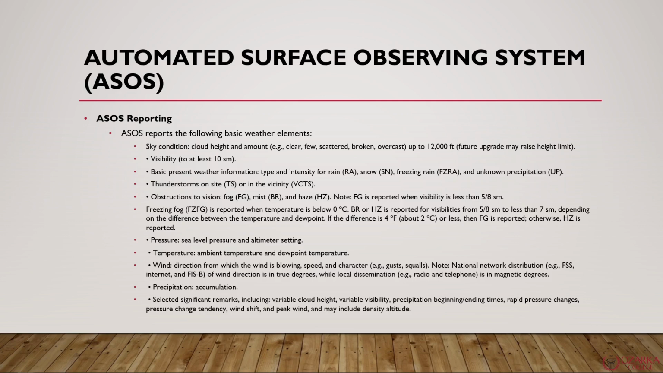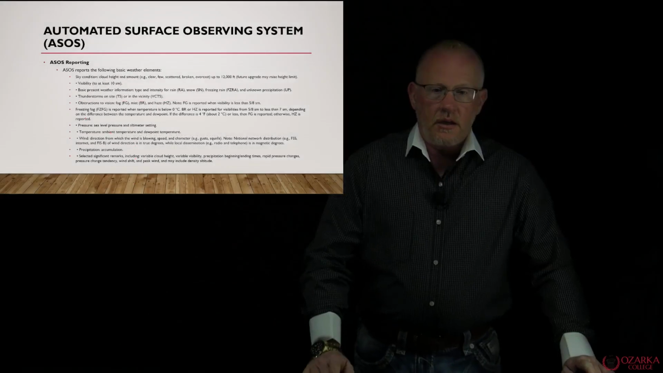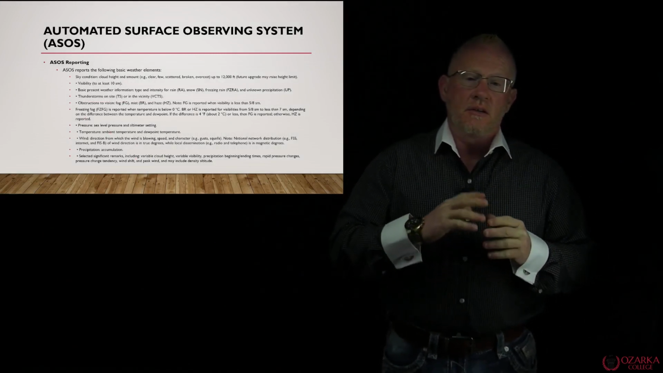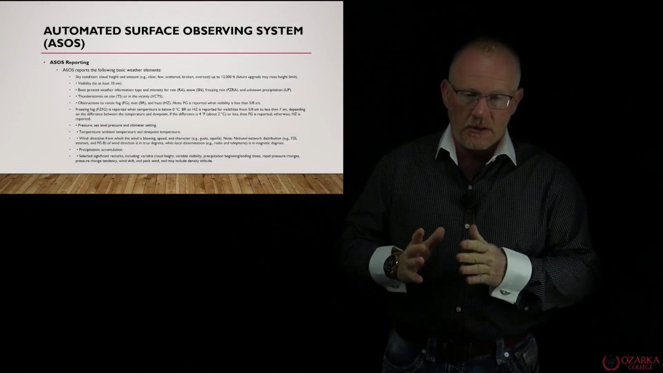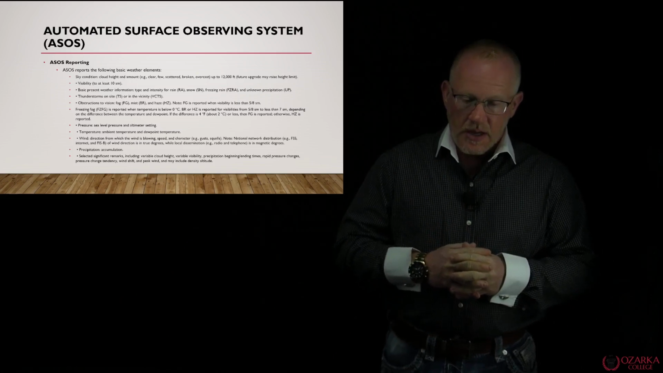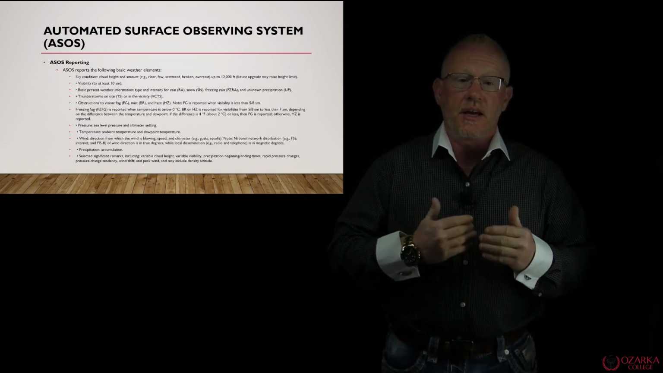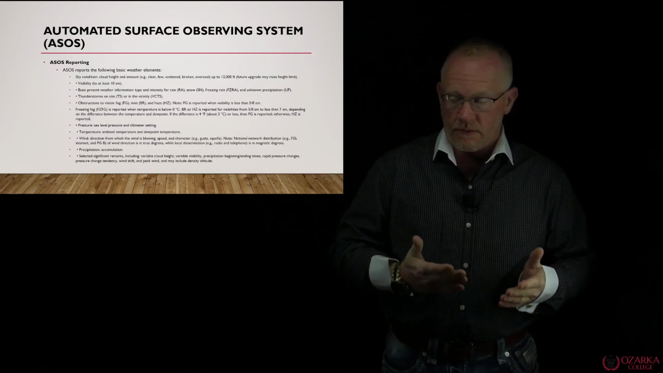Now note, National Network Distribution, FSS, internet, and FISB wind directions are in true degrees, while local dissemination, radio and telephone, are in magnetic degrees. Now, I want to pause right here just for a second, and you need to understand something about this specifically, okay? Now, there's a little saying that I like to say that helps me remember this very easy.